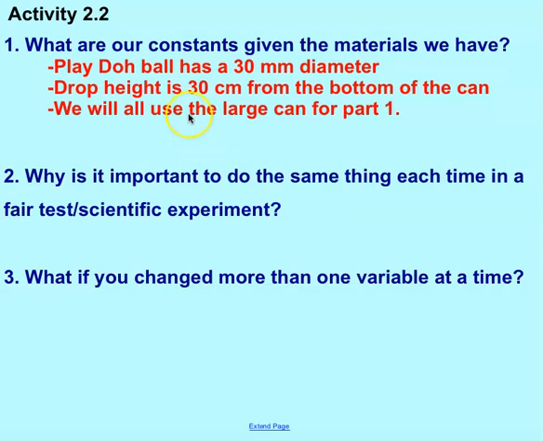So the drop height will always be 30 centimeters. In part one, we're going to use the large can. In part two, we're going to use both the large and the small. So again, it's important to do the same things each time so that not only your results are the same as every other group, but your 3 trials are the same as well.